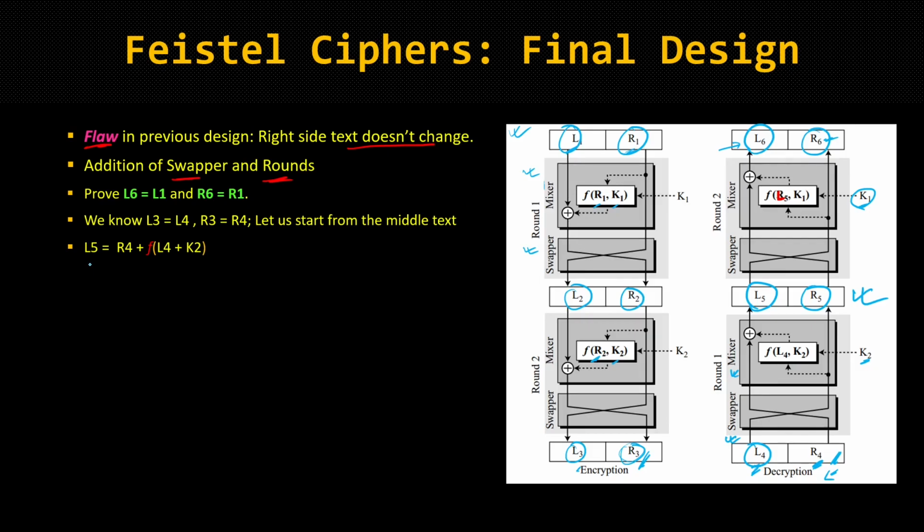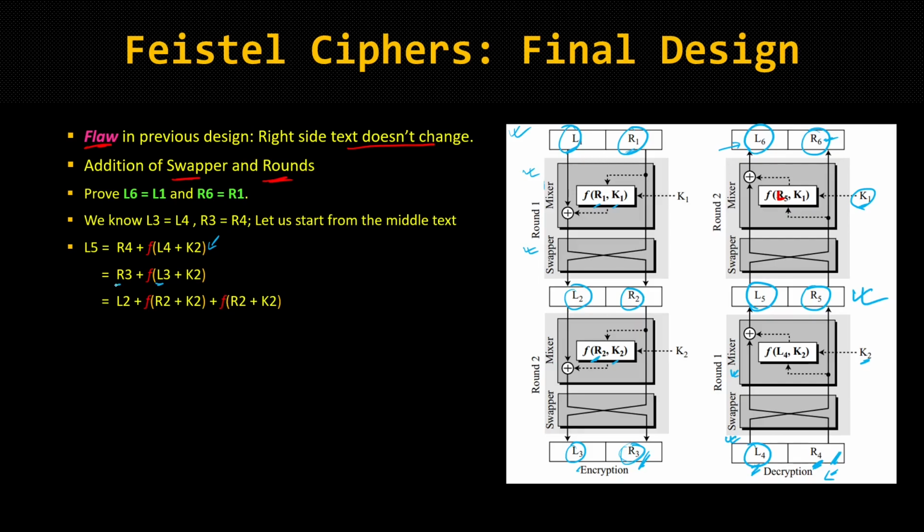So here you can see that L5, as we started from the middle text, is equal to R4, which is XORed with the non-invertible function component F of L4 and K2. We have written this here. Now this R4 is equal to R3, and similarly L4 is equal to L3. So we are writing this here: R4 is equal to R3 and L4 is equal to L3.